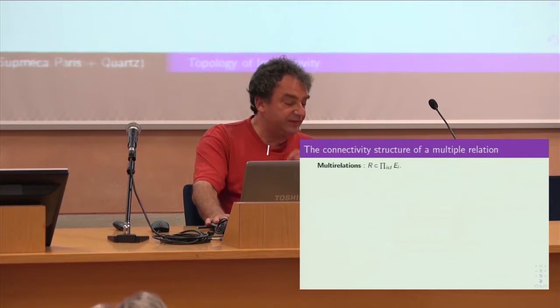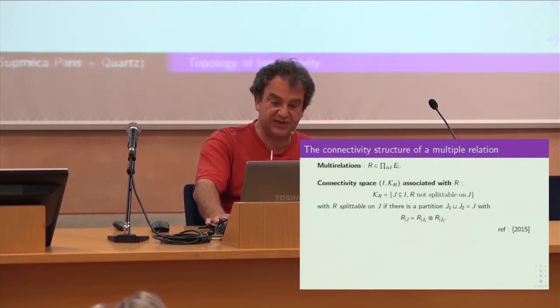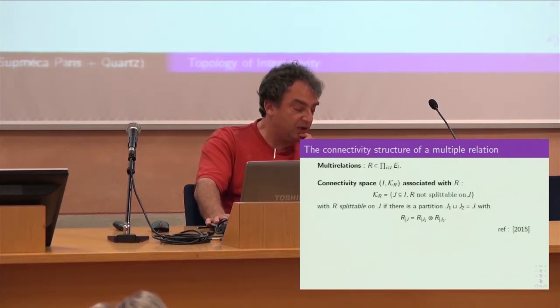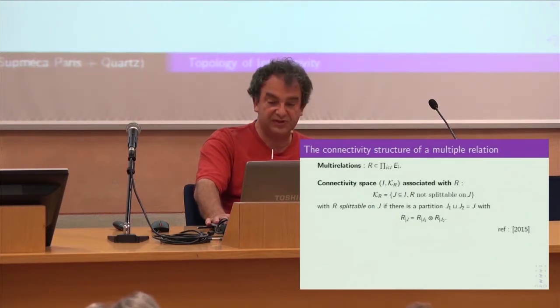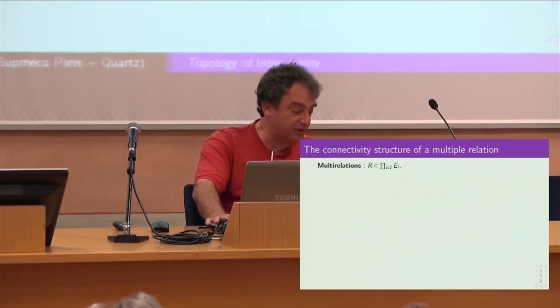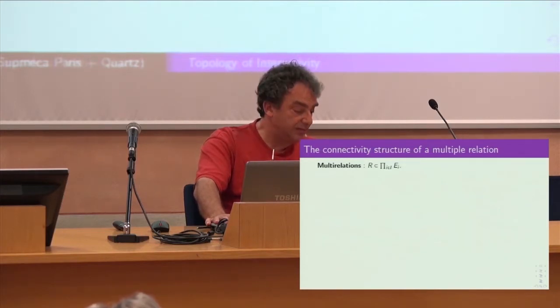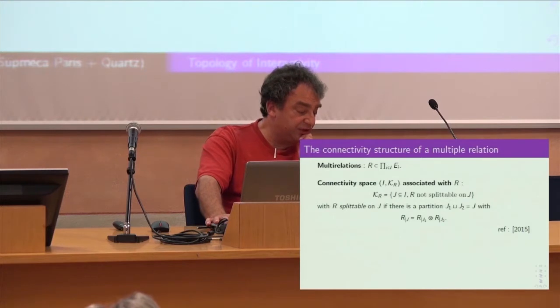Okay, now let's talk about the connectivity structure of a multi-relation. Given an index set I and a family of sets indexed by it, a multi-relation is just a part of the product of this family. This is a multi-relation. The set I can be infinite. And the connectivity structure of this multi-relation is defined this way.